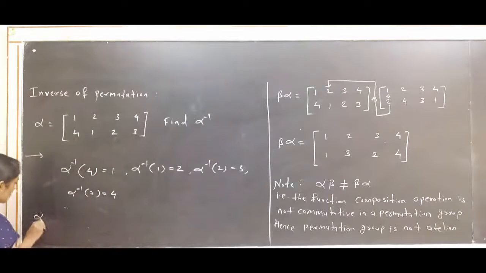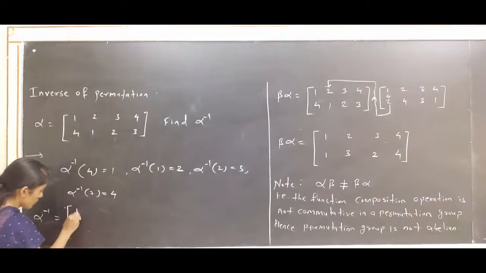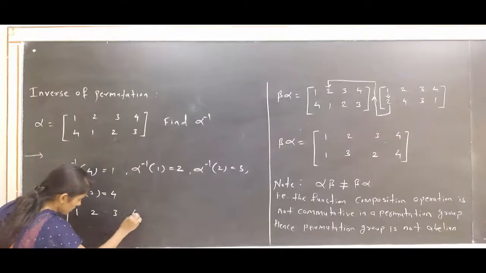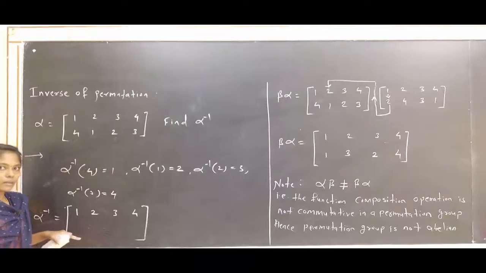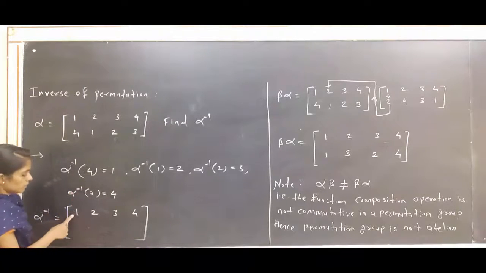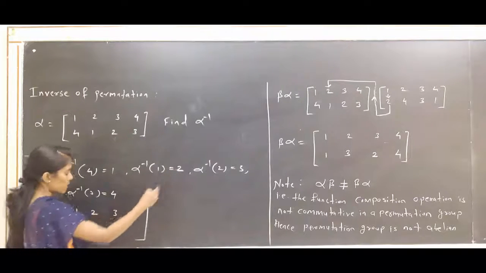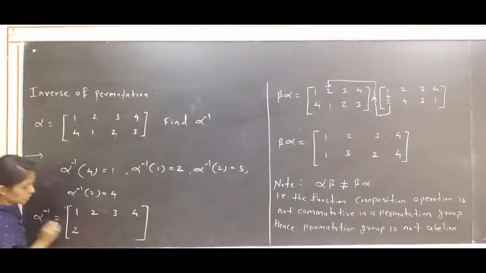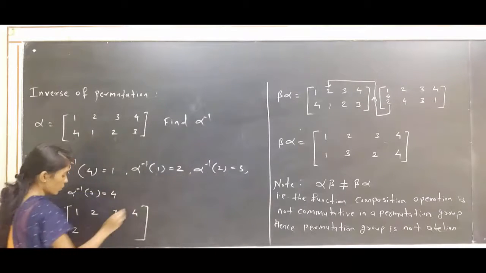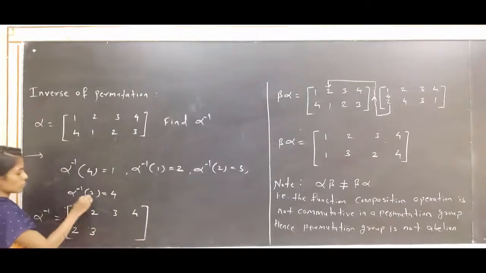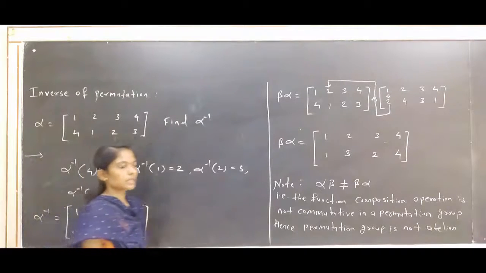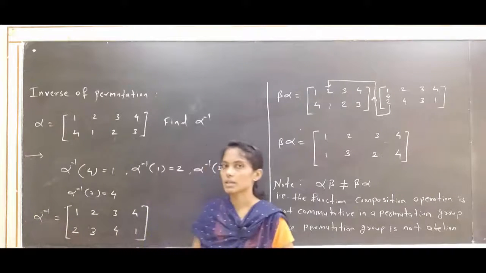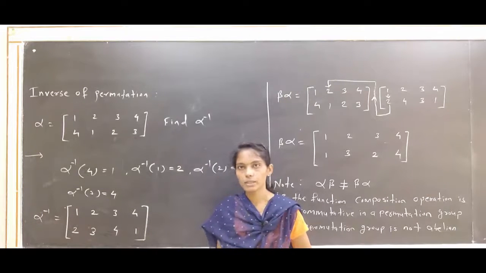Now write down here alpha inverse. So first of all, write down 1, 2, 3, 4, and then write down the inverse of the item below it. So see here, alpha inverse of 1 is 2, so write down 2. Alpha inverse of 2 is 3. Alpha inverse of 3 is 4. And alpha inverse of 4 is 1. So this is the inverse of permutation alpha. All of you get this?